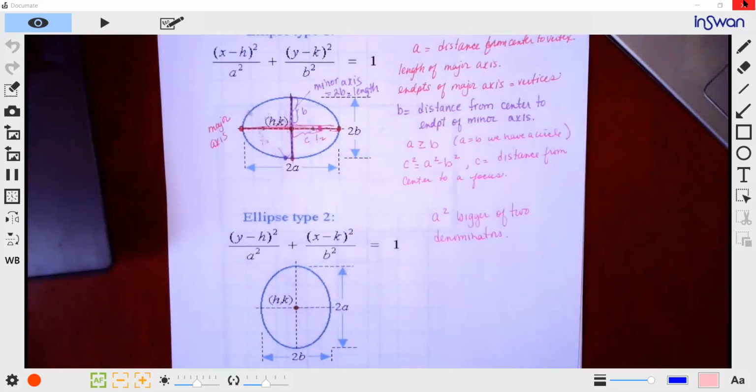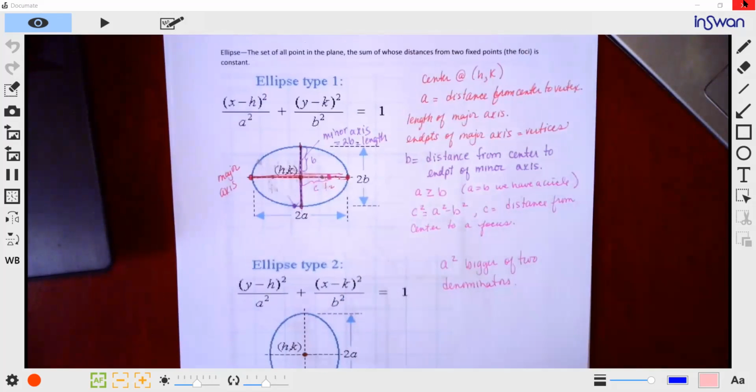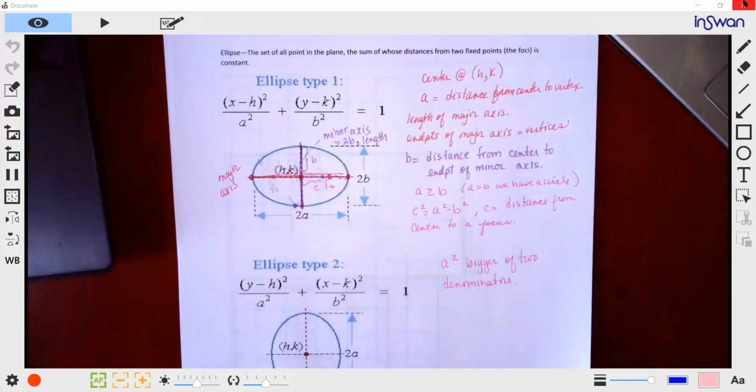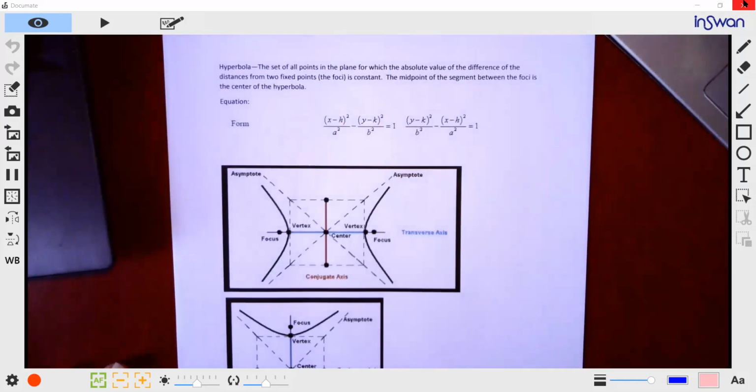You bet. All right, so that's ellipses, and we'll come back and do a variety of some different types of questions too, but I want to make sure that we get the definitions of all of these in. Last one is the hyperbola.